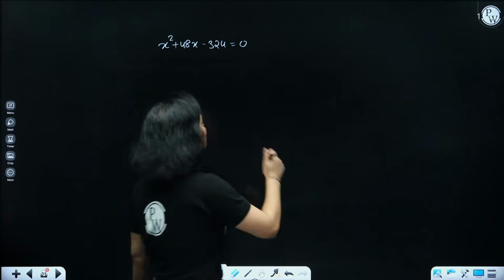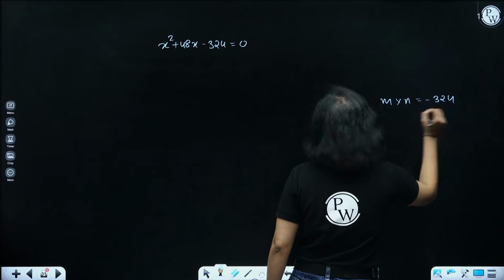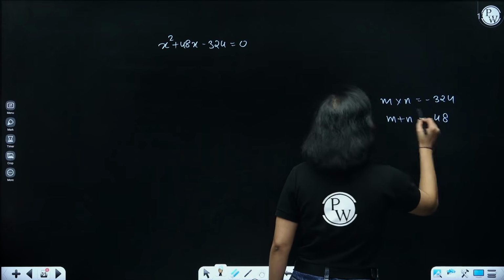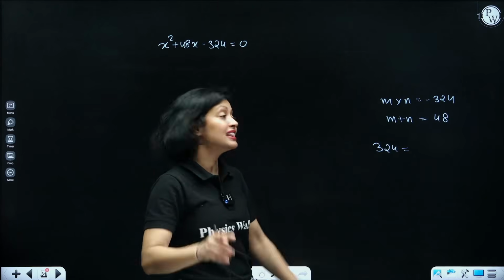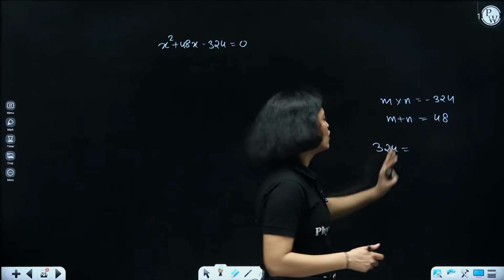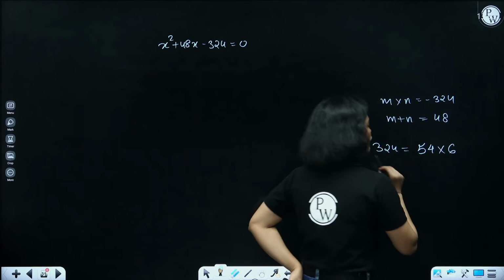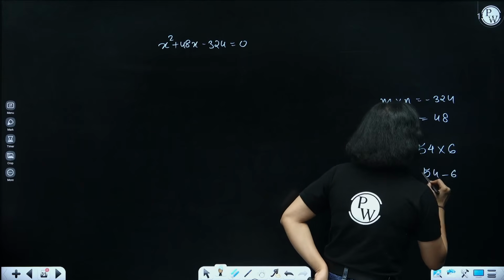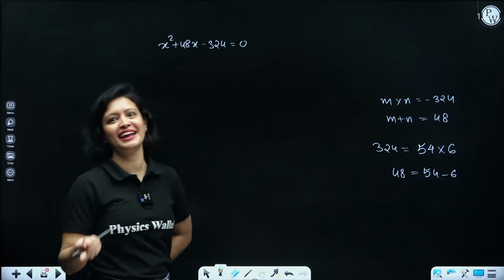Two numbers whose product is negative of 324. That means one number has to be positive, another one has to be negative. And the sum should be 48, right? So again, think about it. How can you write 324 as product of two numbers, guys? And the difference should be 48, right? Because one number has to be positive, another one's negative. Okay? So think about it. If I think 54 into 6. 54 into 6 is 324 and 54 minus 6, everyone, that is equals to 48. So what are the numbers? 54 and negative 6, right?